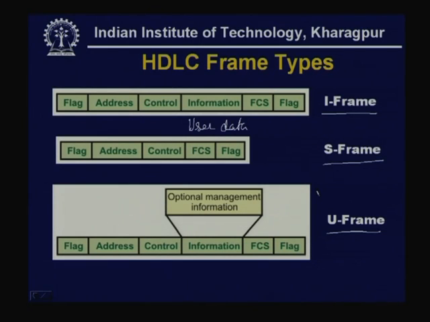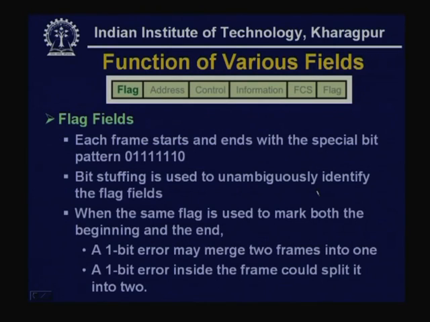Let us consider each of these fields separately, one after the other. First, let us consider the flag field. Each frame starts and ends with a separate bit pattern, that is 0, 1, 1, 1, 1, 1, 1, 0. So, you have got 6 ones flanked by 2 zeros on both sides, which acts as a flag, the starting and ending flag, which signifies the start and end of a particular frame.